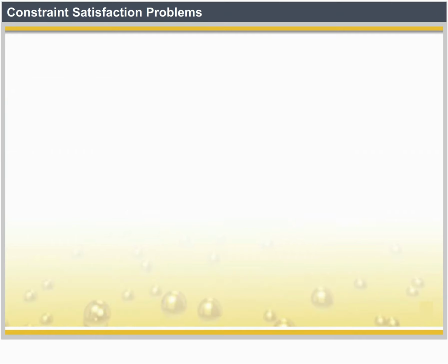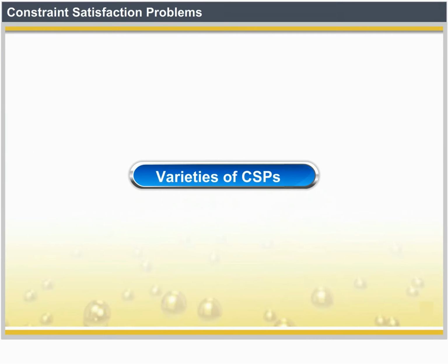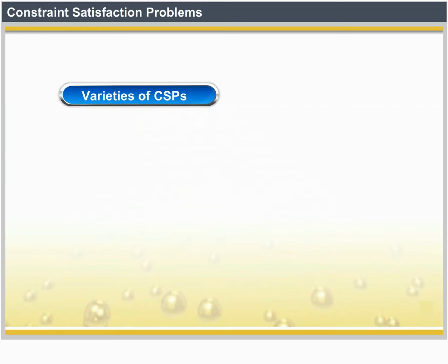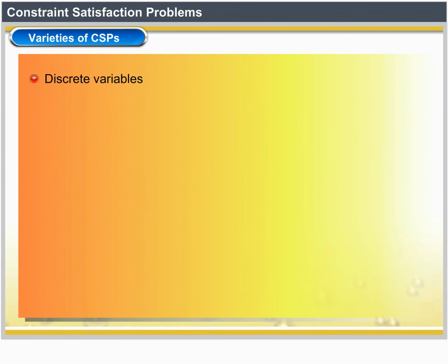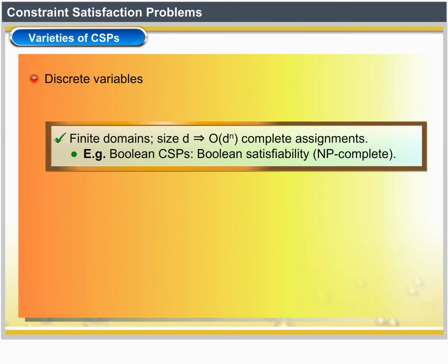Varieties of CSPs. Discrete variables with finite domains: size D implies O of D to the power n complete assignments. Example: Boolean CSPs. Boolean satisfiability is NP-complete.